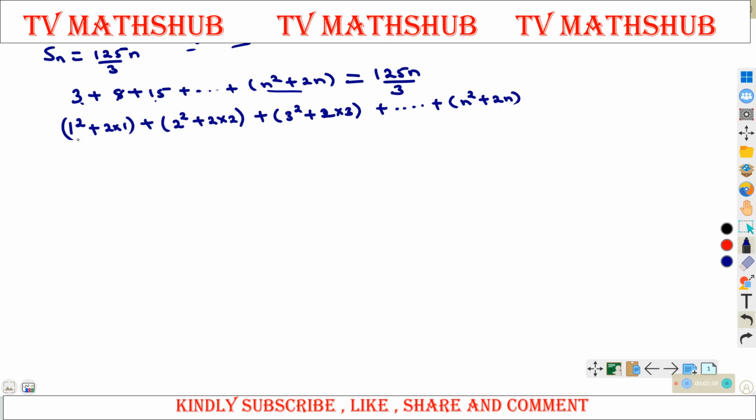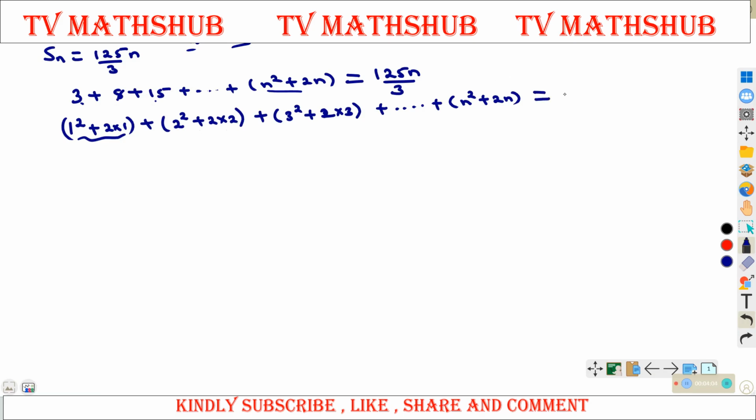When you look at these values, you will actually get a 3, because 1 squared plus 2 gives 3. 2 squared plus 2 times 2 gives 8. 3 squared plus 2 times 3 gives 15, because this is 9 plus 6, which is 15. So you realize that these terms can be related in this way.